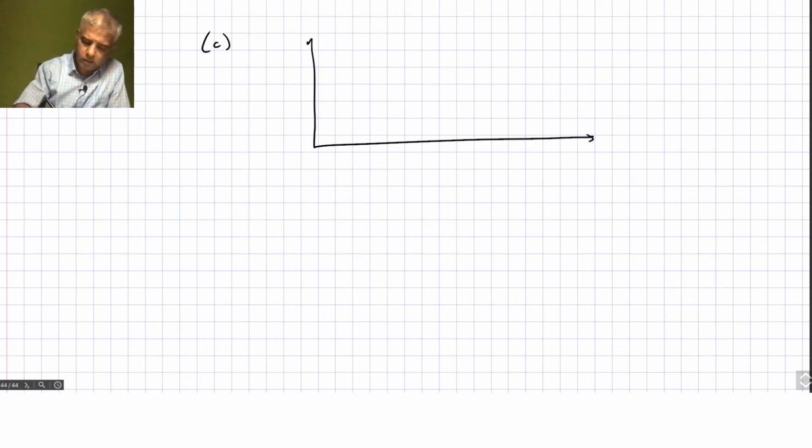Okay, so this is basically part C. Maybe I'll just use the color. So part C, this is what you've been told. Let's actually just try to visualize what we have been told. So let's say this is actually a function of lambda.